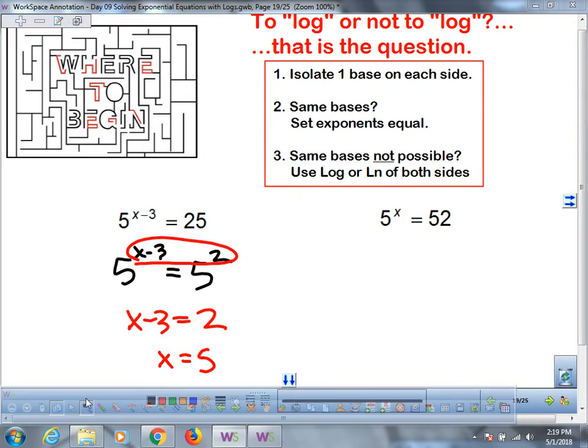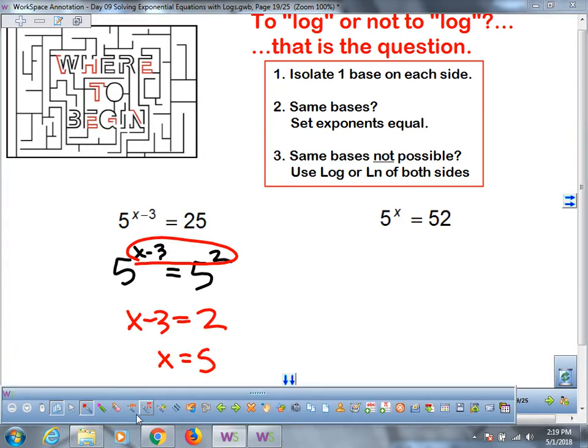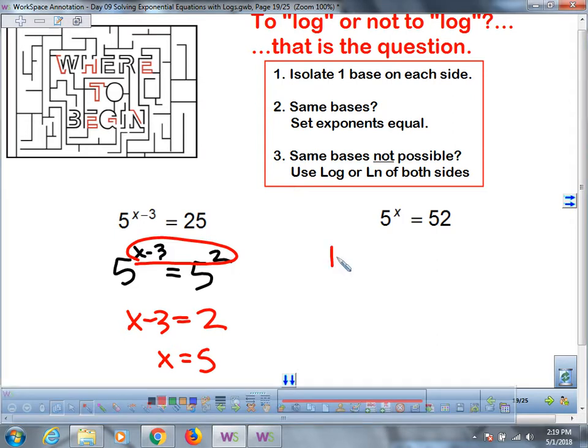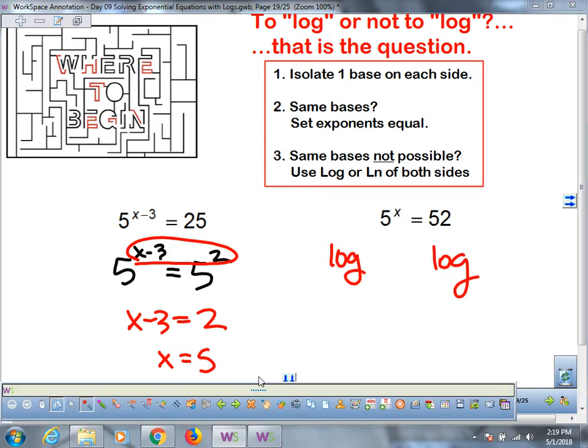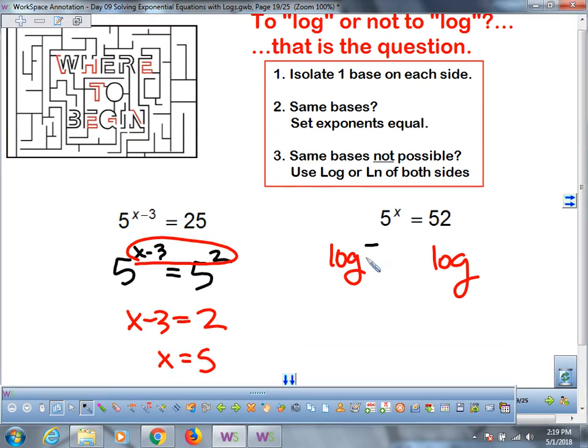What I'm going to do is use a property of equality. If I do it to one side, I have to do it to the other. I can multiply by 1,000,000, but I have to multiply the other side by 1,000,000 too, then they're still equal. So I'm going to put a log out in front of both of these. So it's going to be log 5 to the x equals log 52.